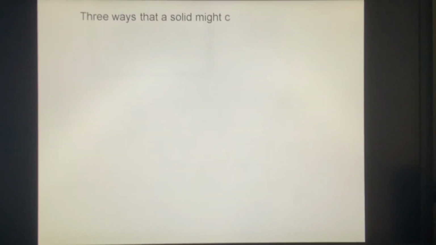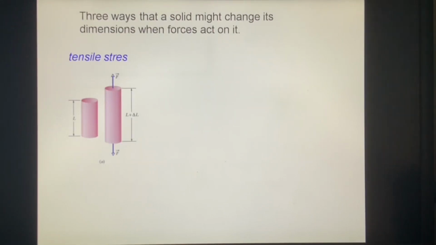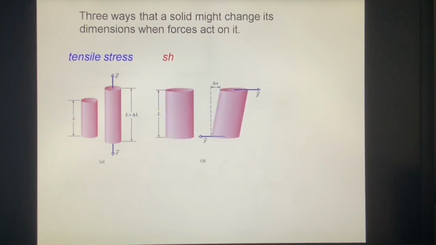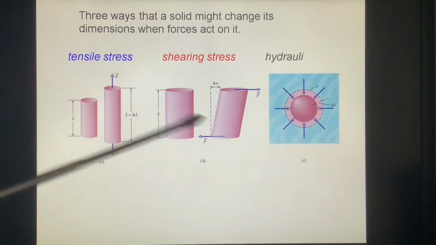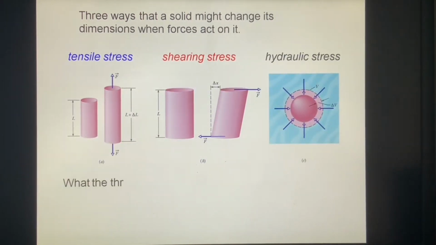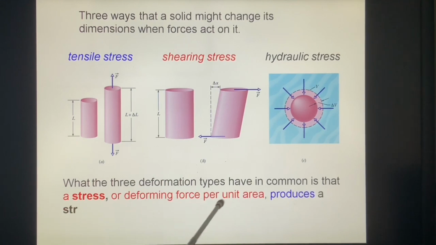Three ways that a solid might change its dimensions when force is acting on it: tensile stress, shearing stress, hydraulic stress. What the three deformation types have in common is that a stress, or deforming force per unit area, produces a strain, or unit deformation.